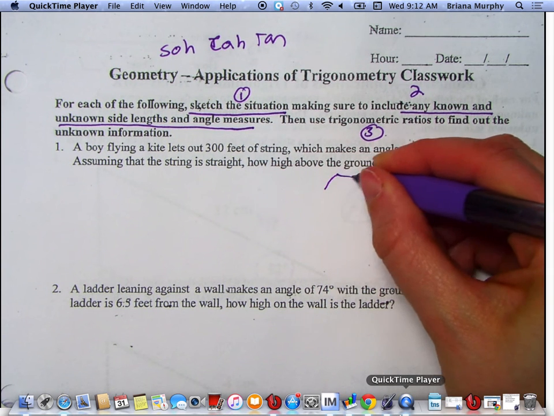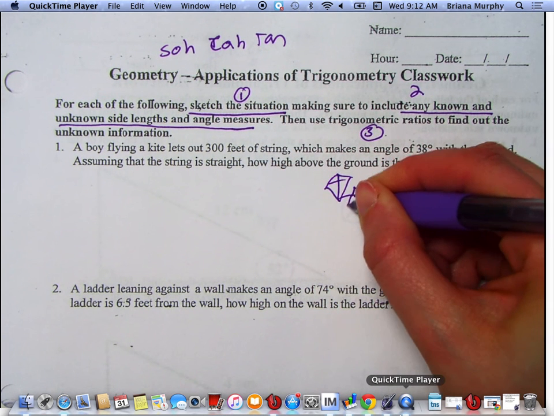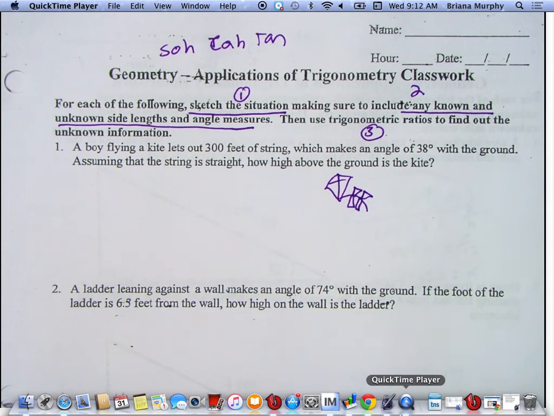So we know we've got a kite. It's up in the air somewhere. We know we're flying it. Do you need to draw a kite like I'm drawing a kite? No. No. It's just fun. Okay? So a boy is flying a kite.